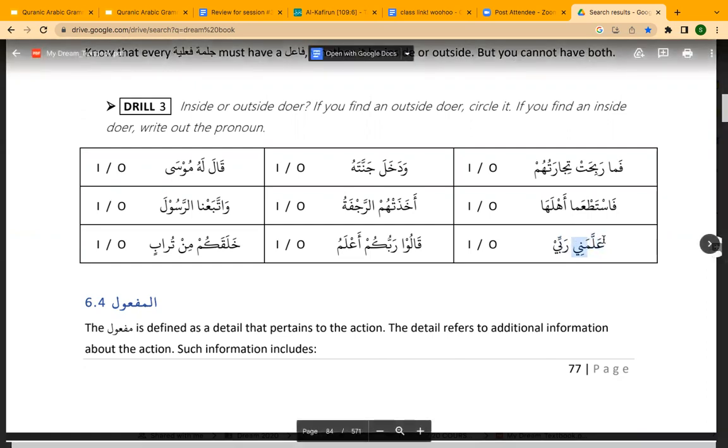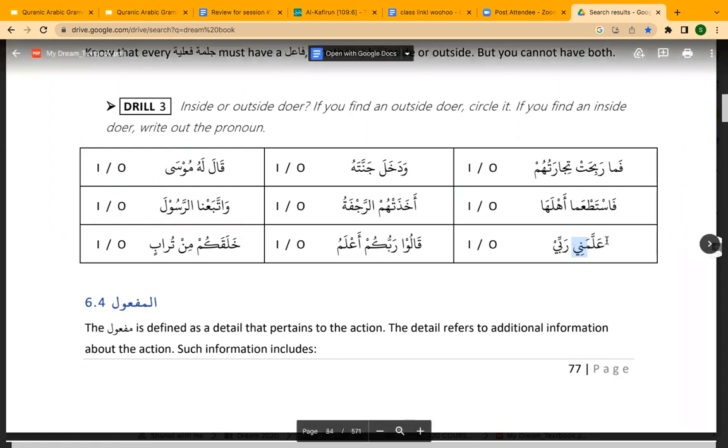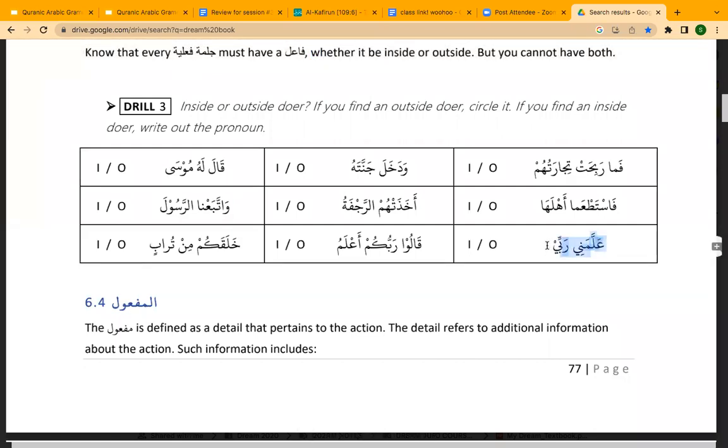So now, what do you think about the doer of Allama? He, right? It is hua or he. Very well done. Now, what do you think about the status of this ni? It is nasbin status, right? Everyone agrees? Okay. Now, when you have allama, will you look for an outside doer? You will, right?